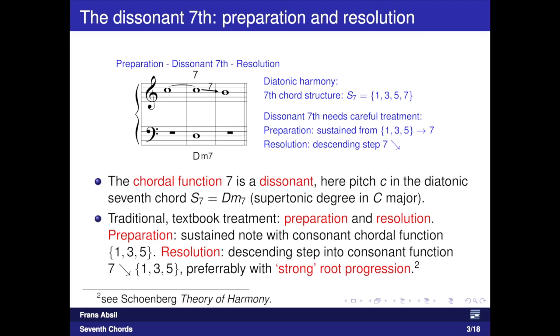Preparation of the dissonant chordal function 7 is achieved by sustaining the previous note, which has a consonant chordal function, so 1, 3 or 5. Resolution requires a descending step into a consonant interval while using a strong chord progression. By the way, if you have problems with some of the terminology, you may want to watch the movie on diatonic harmony nomenclature in the Schillinger system of musical composition.